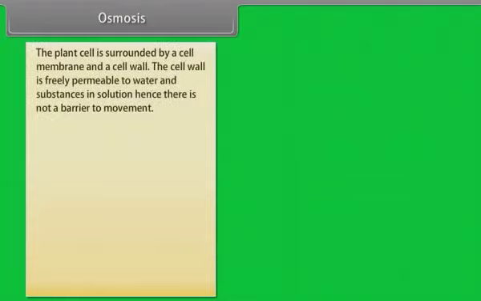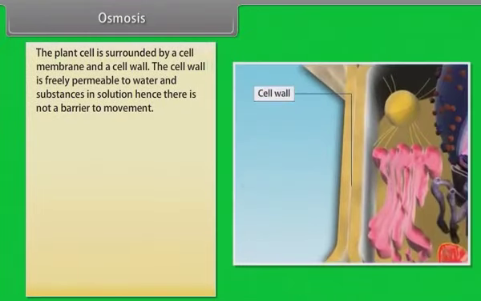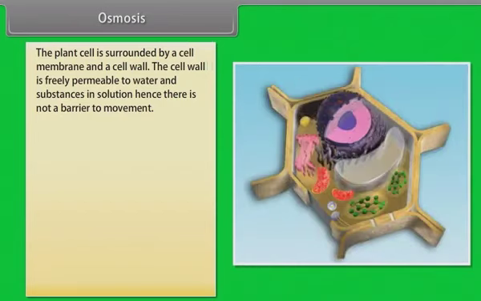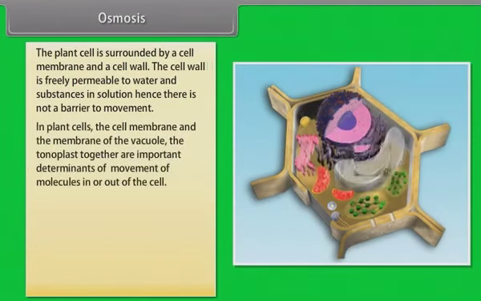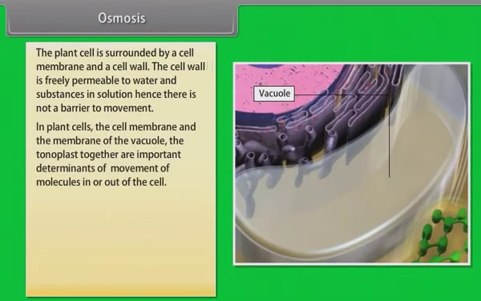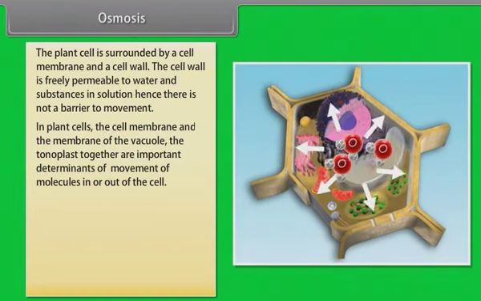Osmosis. The plant cell is surrounded by a cell membrane and a cell wall. The cell wall is freely permeable to water and substances in solution, hence there is no barrier to movement. In plant cells, the cell membrane and the membrane of the vacuole, the tonoplast, together are important determinants of movement of molecules in or out of the cell.